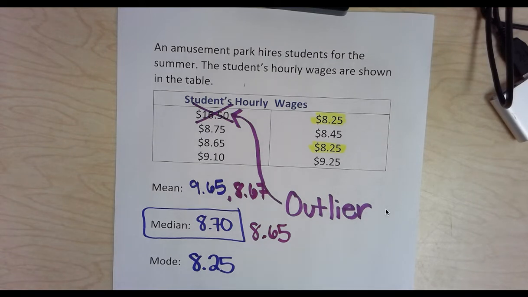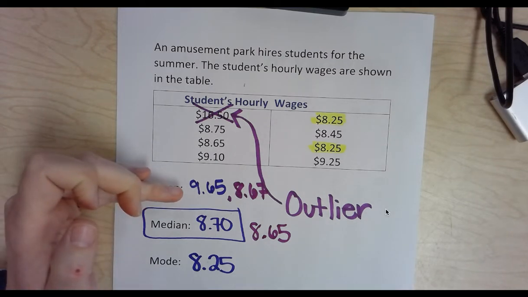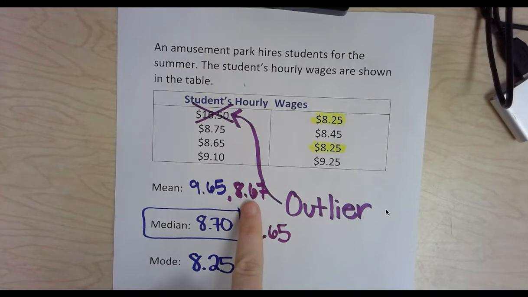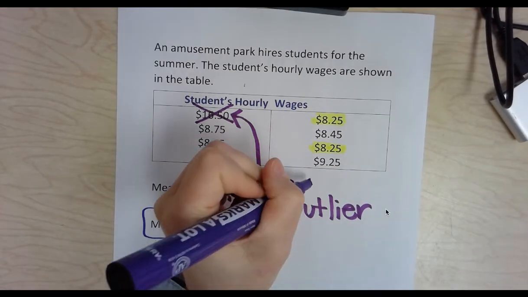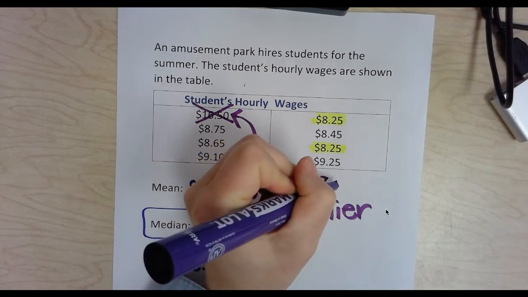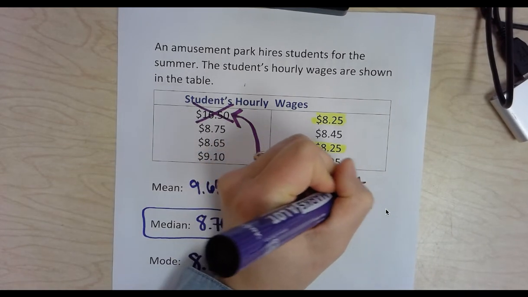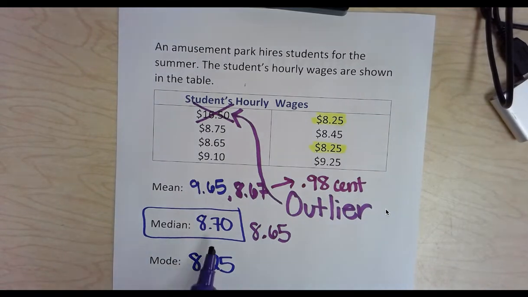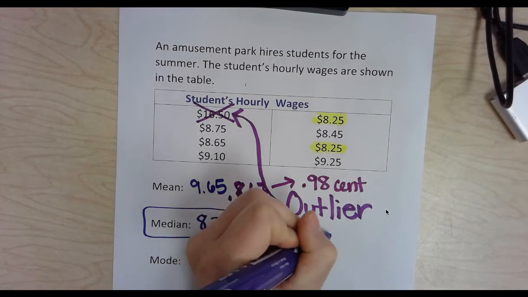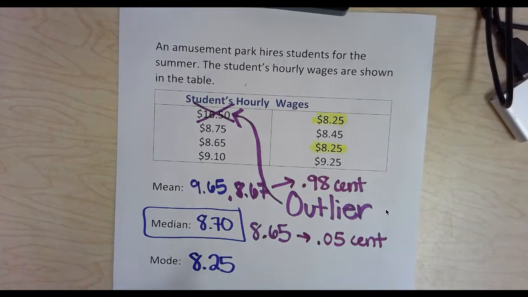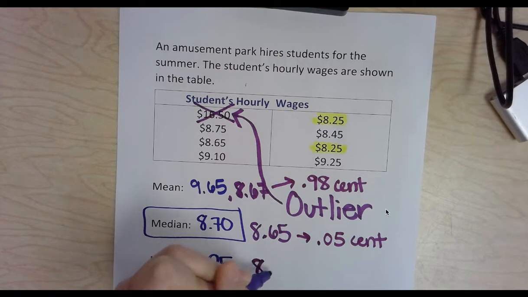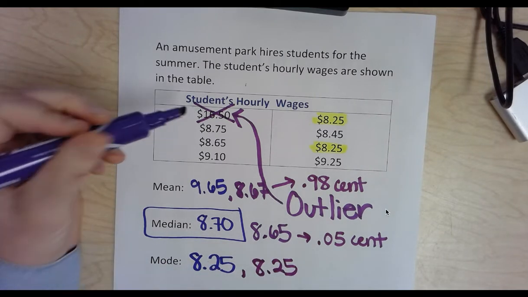Okay, so going back, my original mean was $9.65, but now that the outlier has been taken out, it's $8.67. That is about a 98-cent drop in the mean. My old median was $8.70 and now it's $8.65. That would be a 5-cent drop in my median. My mode is unaffected. It's still $8.25 even with the outlier number taken out.